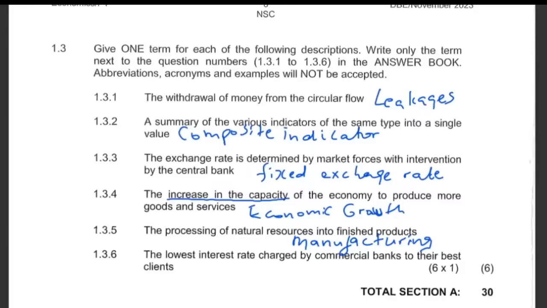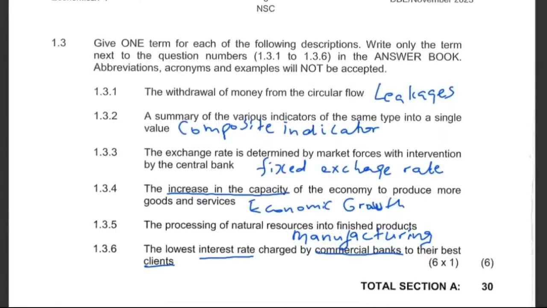So now let's move on to 1.3.6. It reads as follows: the lowest interest rate charged by commercial banks to their best clients. If you still remember grade 12, we have different sets of interest rates. We have the repo rate, which is the interest rate that the South African Reserve Bank or the central bank charges commercial banks whenever they take a loan from them.